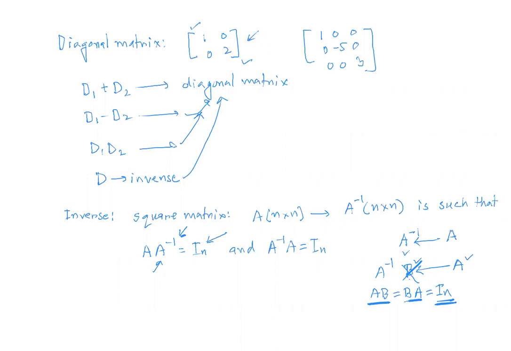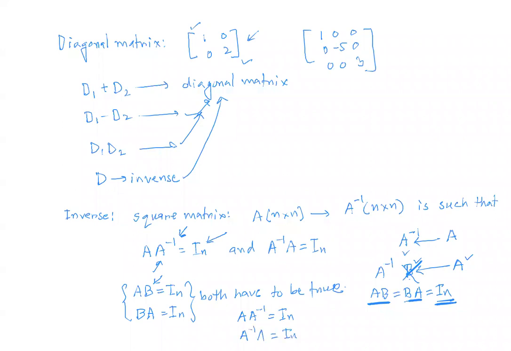Again, please remember, this is an important definition. Two matrices A and B are inverses if A times B is equal to the identity matrix and B times A is equal to the identity matrix. Both have to be true, not just one. You cannot have just one. So instead of writing B as just another matrix, we write it as A inverse. We say A times A inverse is the identity matrix, and A inverse times A is the identity matrix, and both of these have to be true.